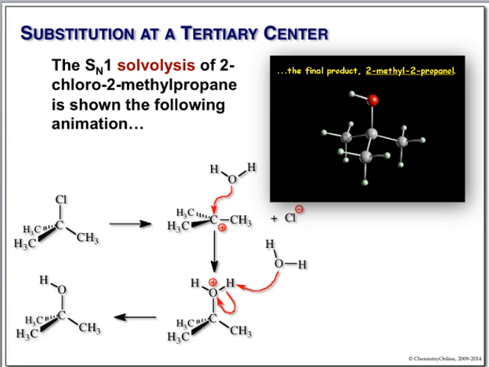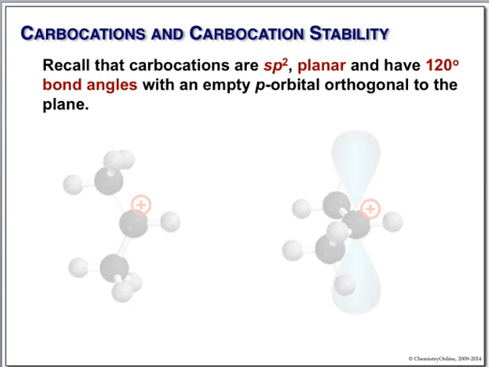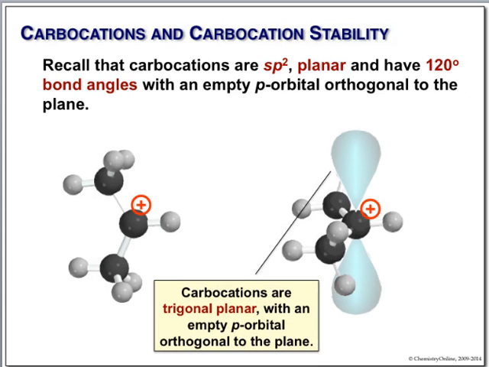All right, so we said that with primary alkyl halides, we have an SN2 mechanism. With tertiary alkyl halides, we have this SN1 mechanism. Why is that? Well, let's just review very quickly why it is, and it has to do, of course, with carbocation stability.